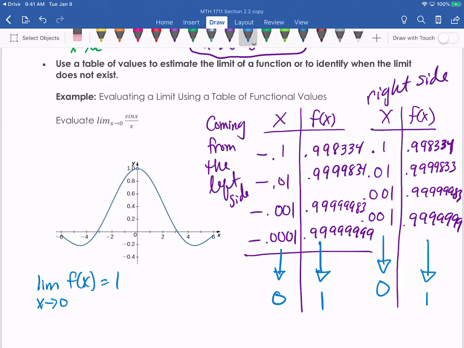Now we can verify this by looking at the graph. If I trace the graph coming from the left, my y values are getting closer and closer to 1, even though the value of the function doesn't exist at 0 because it's undefined. It's getting closer and closer to 1, even though it doesn't exist. And coming from the right, it's getting closer and closer to 1 as well as x approaches 0.